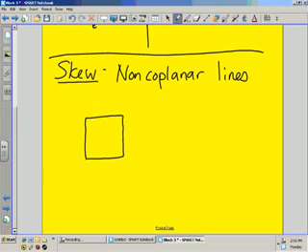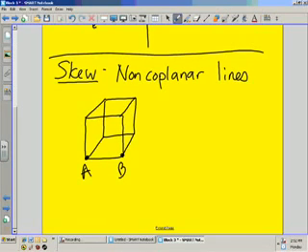Draw a square, and then kind of up and to the right, draw another square. Then connect front to back, and voila, you have a cube. Technically, it's a rectangular prism, but cube is a generally accepted phrase, I guess. So let's put some letters on this. We're going to do A and B in the front, and C and D in the back.